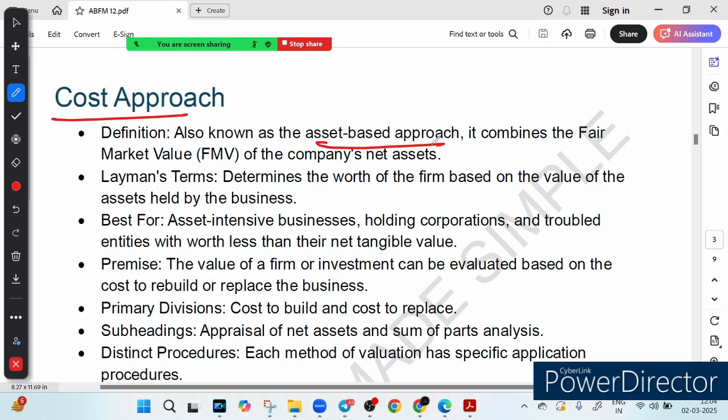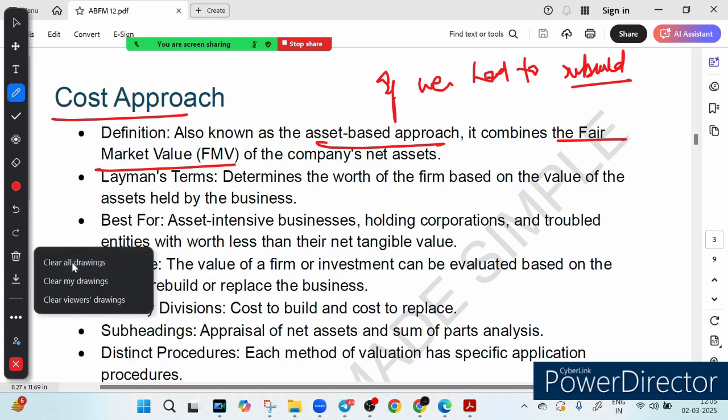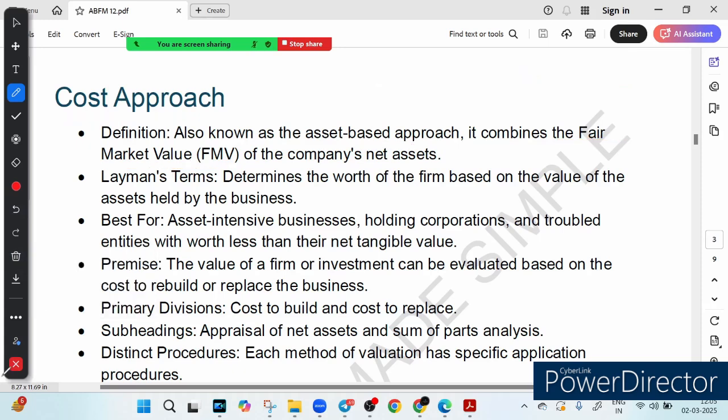That is exactly how the cost approach works for business. It simply asks, if we had to rebuild this company from scratch, how much would it cost? So the approach looks at the fair market value of all the assets. I think we know what fair market value is. I've just given you the example earlier, right? I'm reminding you, because reminding more and more is very important. Let me remind you what fair market value is all about.